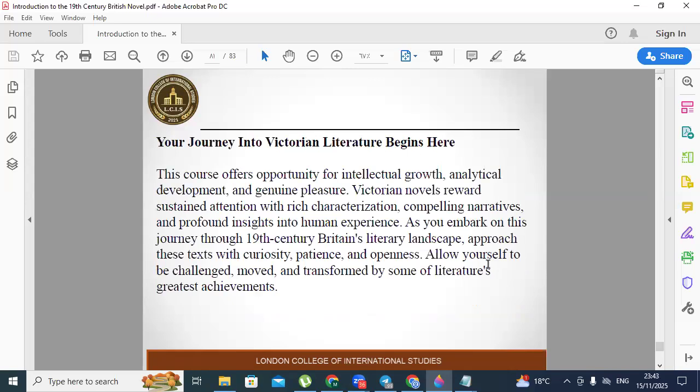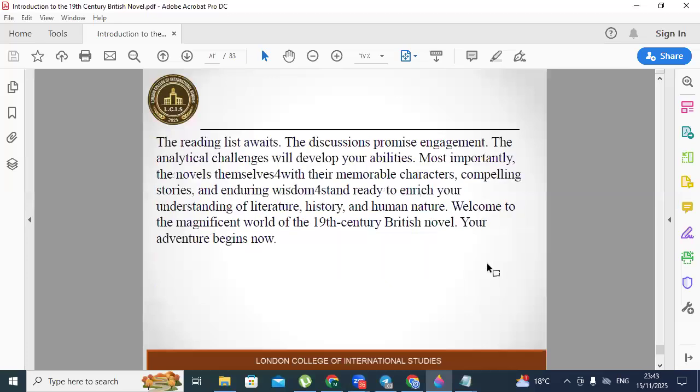Your journey into Victorian literature begins here. This course offers opportunity for intellectual growth, analytical development, and genuine pleasure. Victorian novels reward sustained attention with rich characterizations, compelling narratives, and profound insights into human experience. As you embark on this journey through 19th century Britain's literary landscape, approach these texts with curiosity, patience, and openness. Allow yourself to be challenged, moved, and transformed by some of literature's greatest achievements.